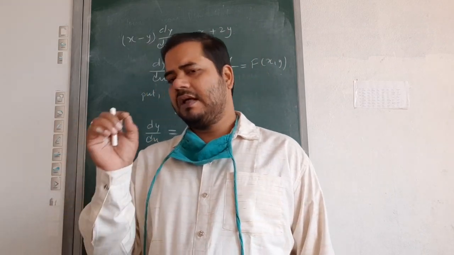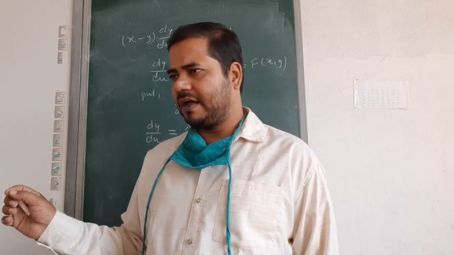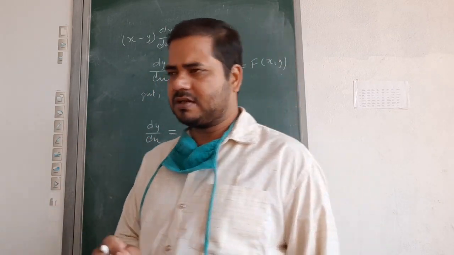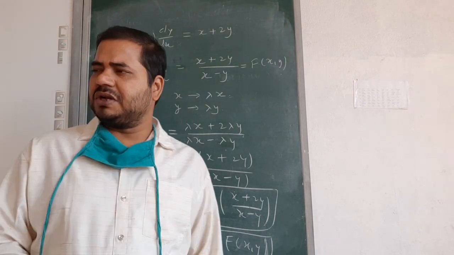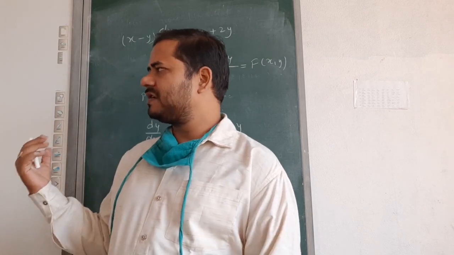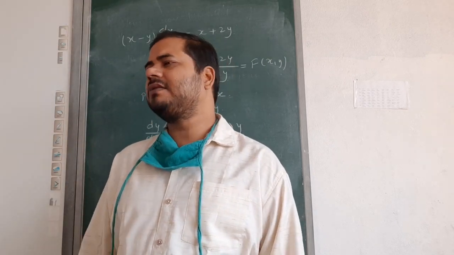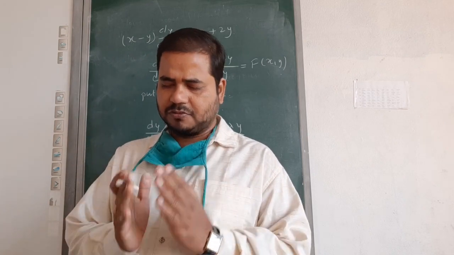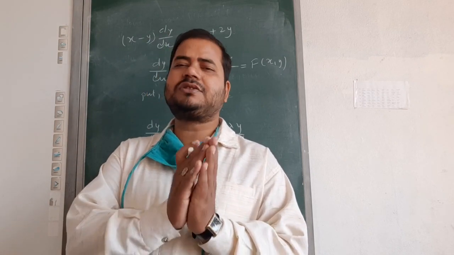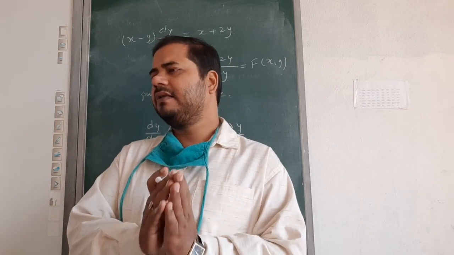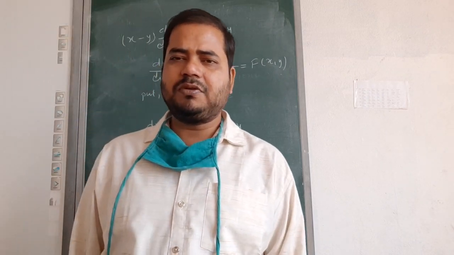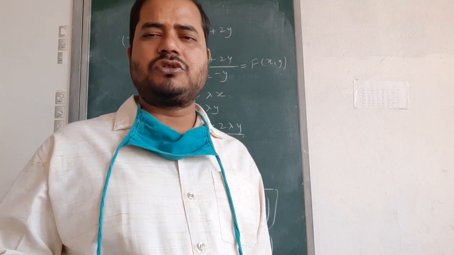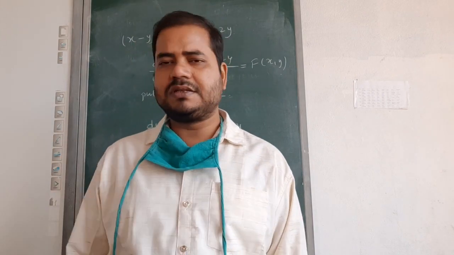You only put lambda x at the place of x and lambda y at the place of y. If lambda is cancelled out, that means after substituting these values we get a differential equation of 0 degree, then this is a homogeneous differential equation. And afterwards we are going to see how to solve the homogeneous differential equation.